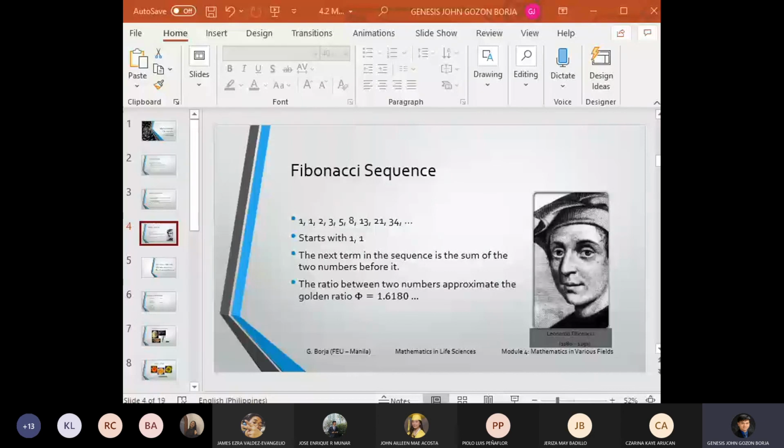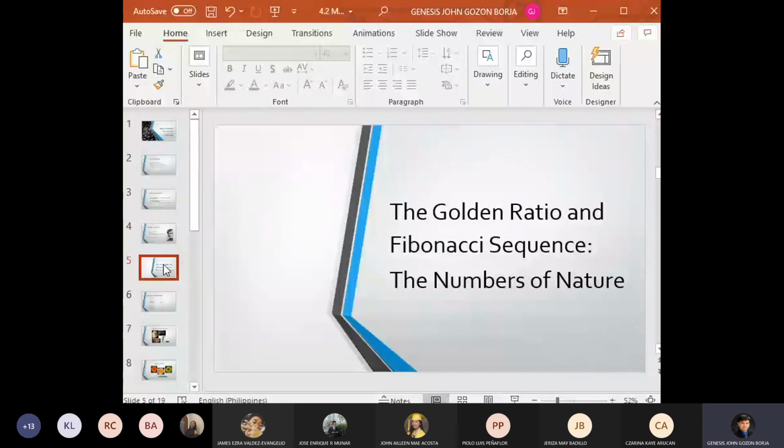And then we have 34 divided by 21 is 1.6190. So mas malapit na siya lalo because the approximate value of the golden ratio is 1.6180. Okay, but 34 divided by 21 is 1.6190 approximately. Okay, so kung mapansin natin, as we move towards the larger terms of the Fibonacci sequence, we are actually getting ratios which are closer and closer to the value of the golden ratio or the value of phi. Okay? Now, with that in mind, saan ba natin makikita ang golden ratio at Fibonacci sequence?